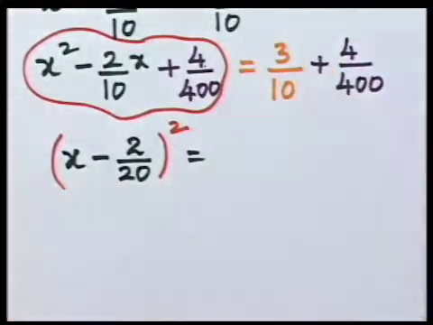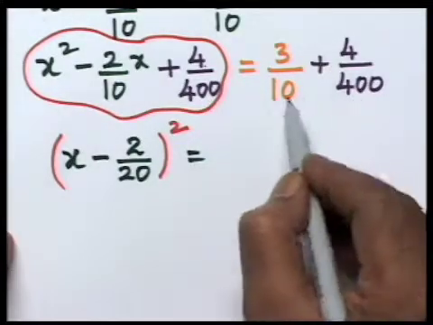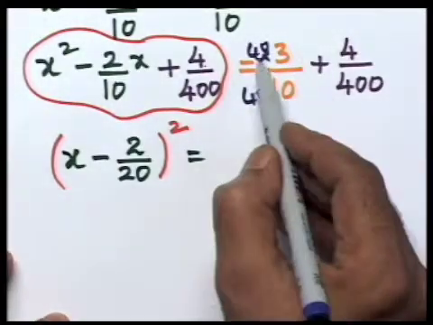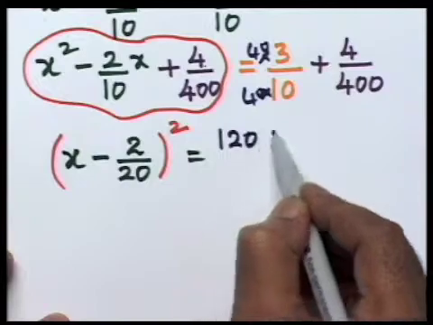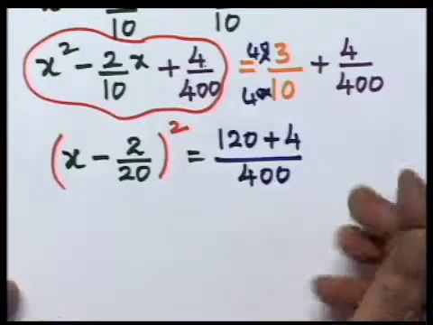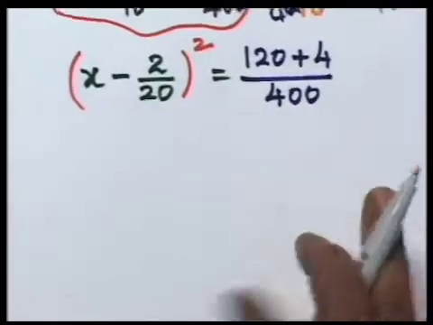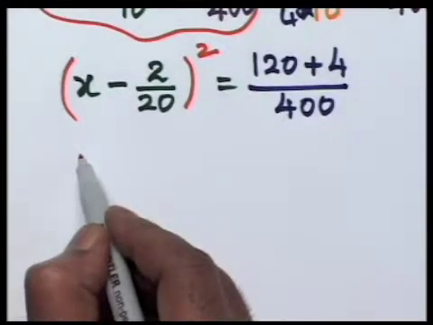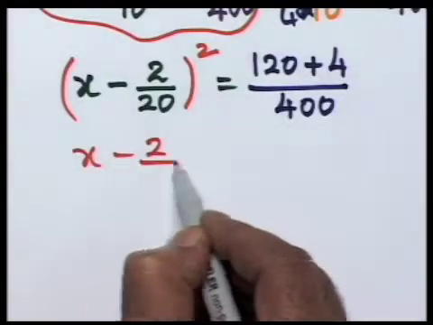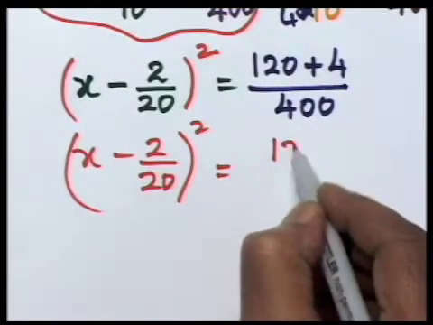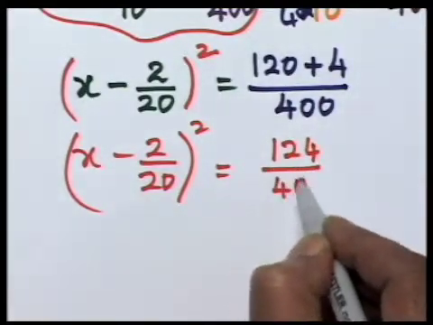Equals, well, the right hand side you all know how to solve, those simple fractions. That is a 10. We can make it a 400. So times it by 40 and times that by 40. So that should be 40 times 3, 120, plus 4, all over 400. Now that's what you will get on the right hand side. Okay, so once you come to this stage, now it's quite easy. Well, we copy that x minus 2 over 20, and whole square will stay there. That's 124 divided by 400.